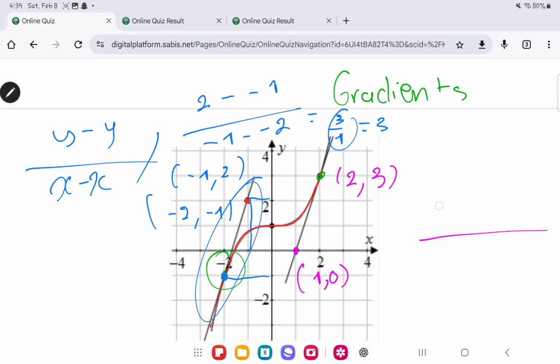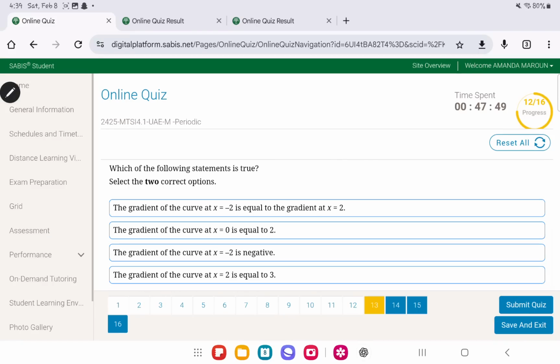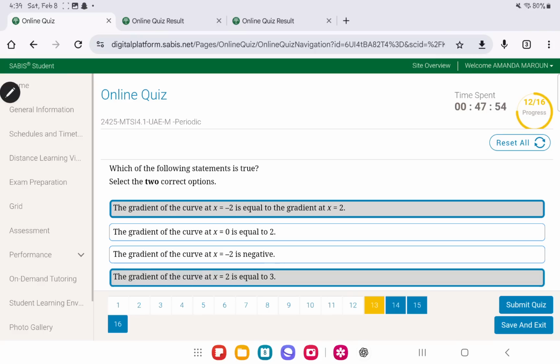So if you're going to do it, it's going to be 3 minus 0 over 2 minus 1, which is 3 over 1, which is 3. So they both have the same gradients. That means definitely it's equal. They're both equal. And we said that the curve is equal to 3. So very simply, we have found the two correct options.